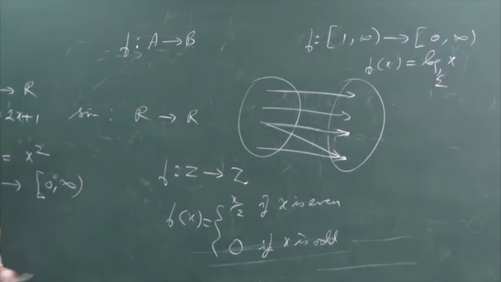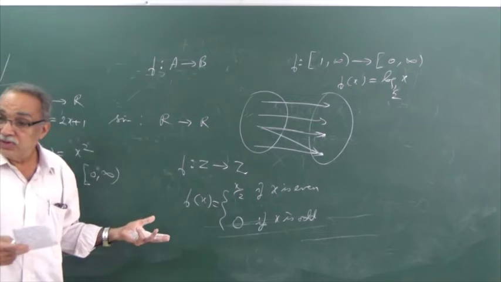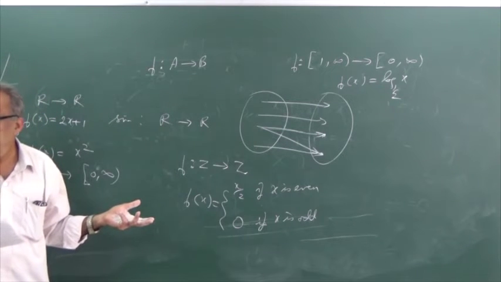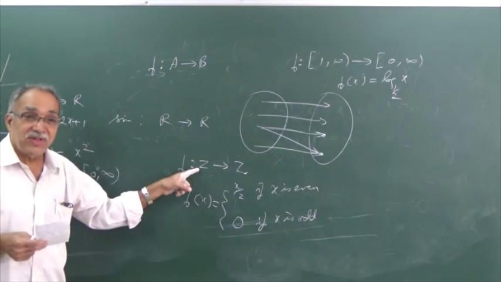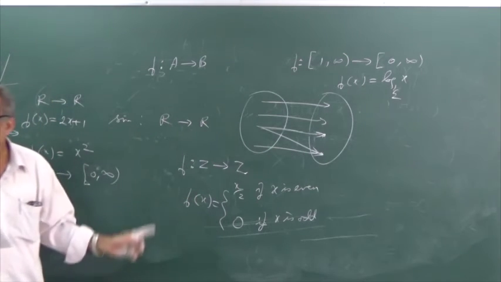What is f of 2? 1. What is f of 1? 0. What is f of 10? 5. What is f of 5? 0. What is f of pi? Not defined. My function is defined only on Z, only for integral values. Okay. Is the function 1-1?